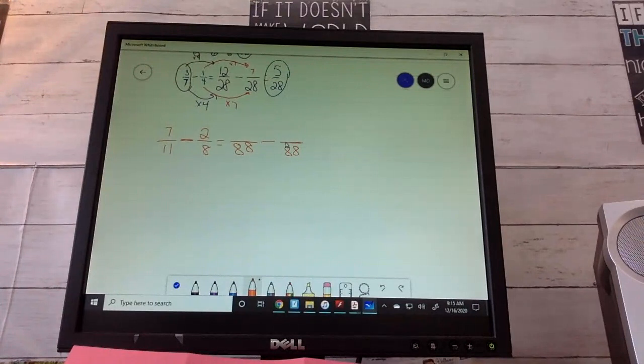If you said here, times 8, where else do we have to do that? What number? 7, which is? Now, how do we get that 8 to 88? Michaela? Times it by 11. Where else do we do that? The top. So what's 2 times 11?